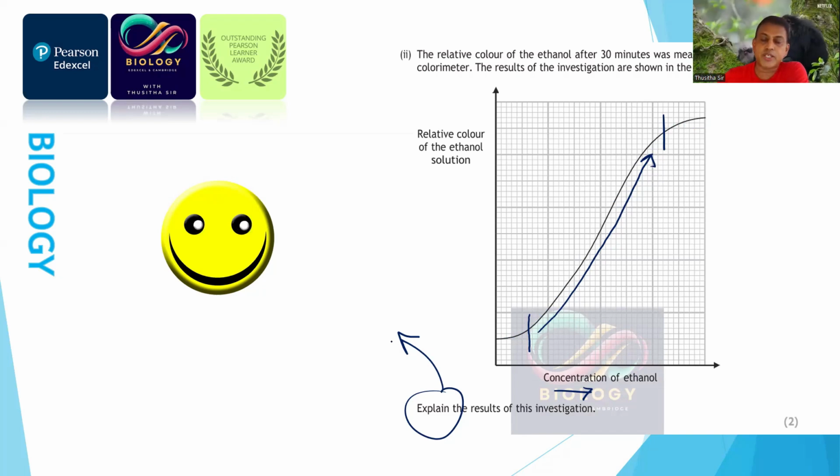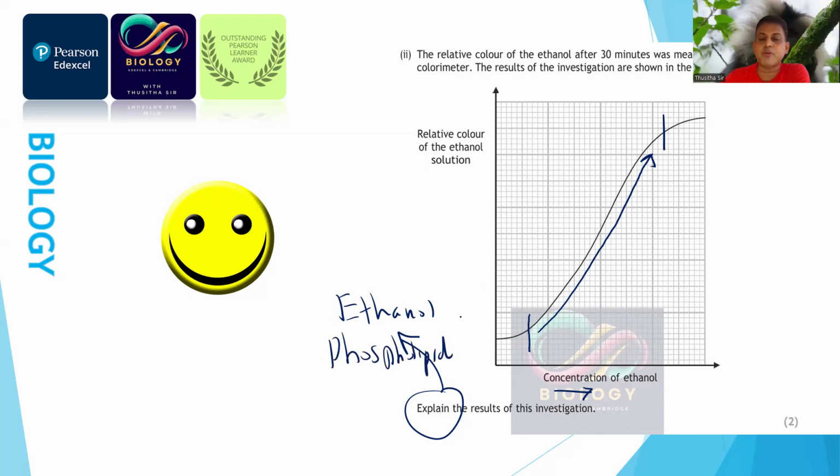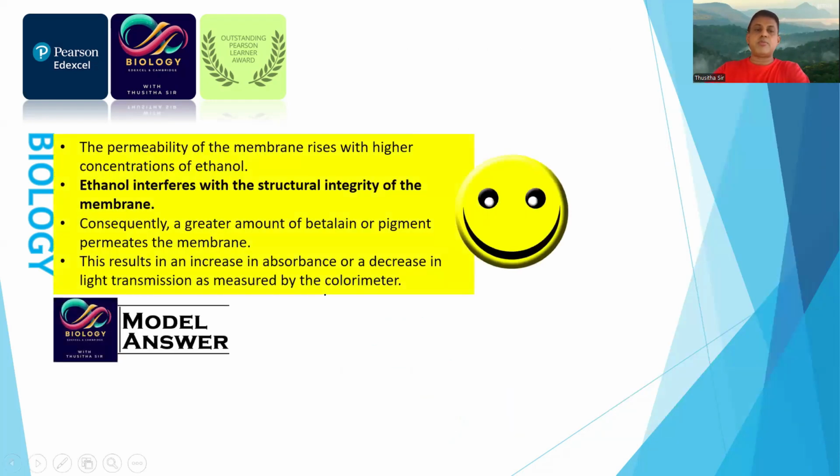I think more than that, the explanation is: ethanol and membrane phospholipids interact, and phospholipids are usually more friendly with ethanol, so they can dissolve in ethanol and alter the membrane permeability, increasing membrane permeability. So ethanol can increase membrane permeability as it can interact with phospholipid molecules. So 2 marks. My model answer is: the permeability of the membrane rises with higher concentration of ethanol.